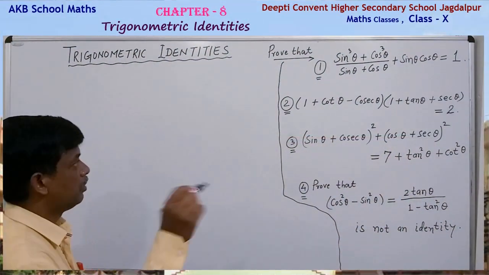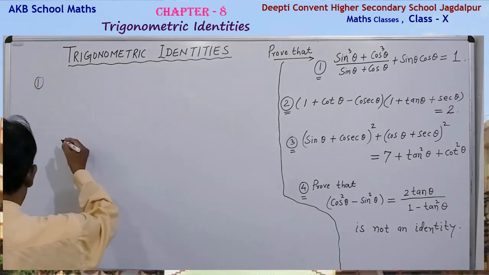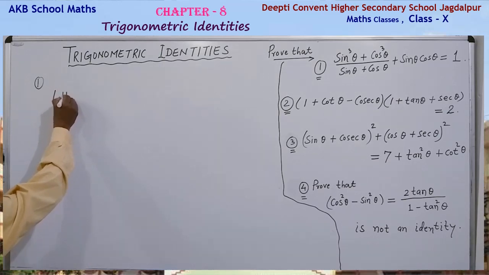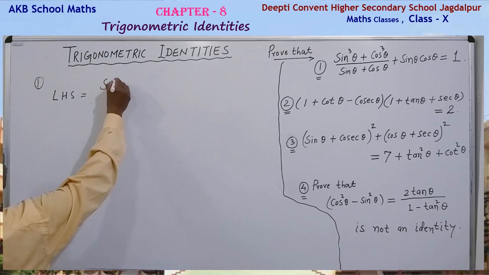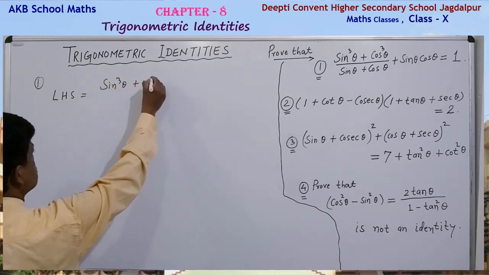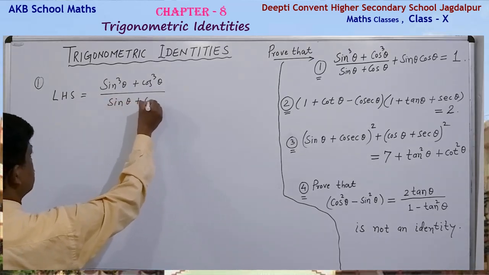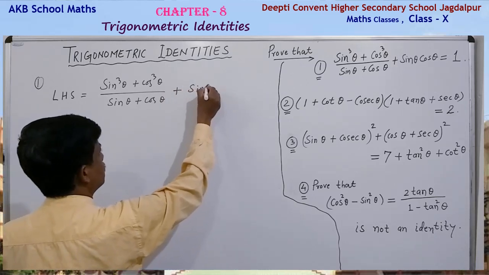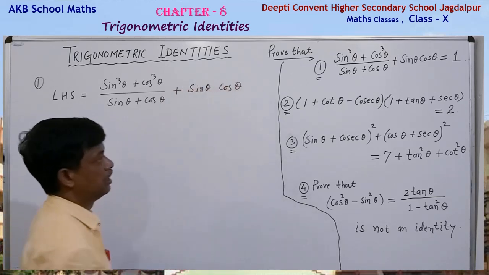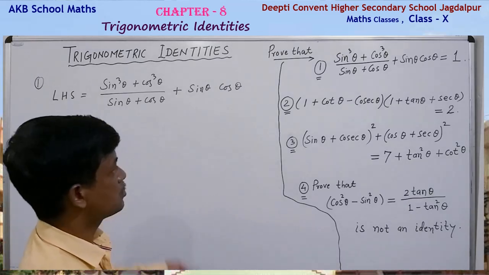So take question first. Take the left hand side. What is the left hand side? Sin cube theta plus cos cube theta upon sin theta plus cos theta, plus sin theta into cos theta. This is the left hand side. We have to prove that this equals 1.